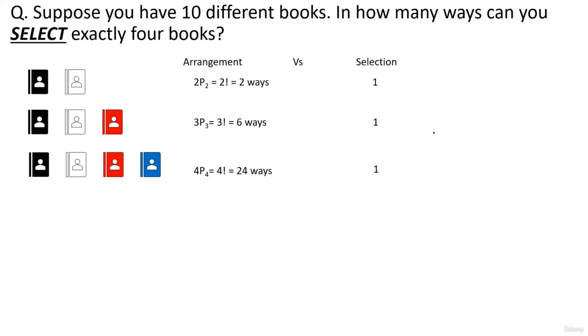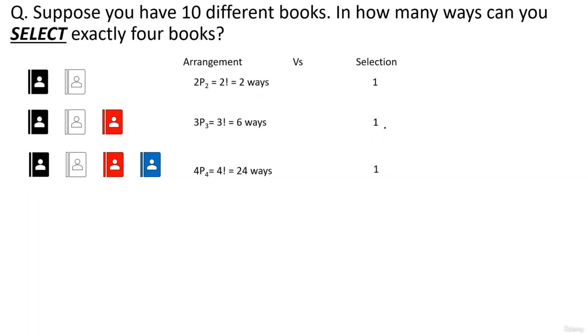So from here we learn one thing, guys. If you have 2 objects, the number of ways of arranging them is 2 factorial, but the number of ways of selecting exactly 2 is only 1, right? Similarly, if you have 3 objects, the number of ways of arranging them is 6, but the number of ways of selecting them is exactly 1. And suppose you have 4 objects, the number of ways of arranging them is 24, but there is only one way to select 4 out of 4, right?